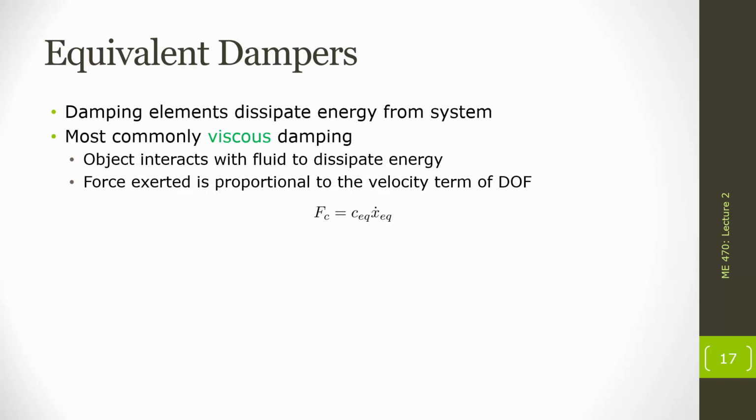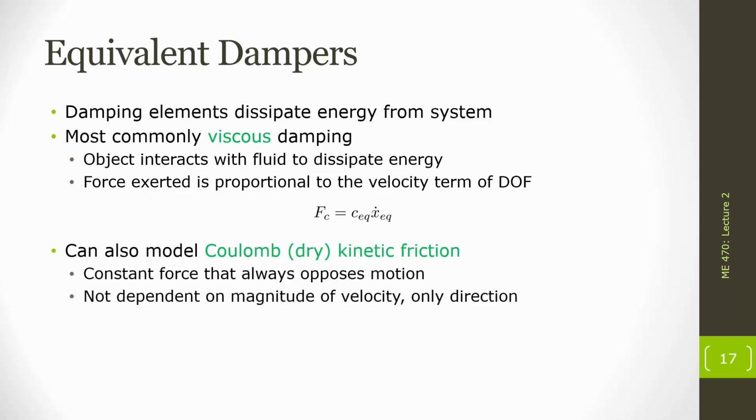While mathematically it's really convenient to use viscous dampers, and they do come up a lot, another type of damping, or dissipation of energy from our system, comes in the form of dry friction or Coulomb friction, from two dry surfaces rubbing together. This is mathematically harder to work with because we don't have this nice linear relationship between the force and the velocity. With dry friction, it's a constant force, and it always opposes the direction of motion. With the viscous damper, the force increases with velocity, and here, no matter what the velocity is, if it's greater than 0, the force due to friction is going to be constant.